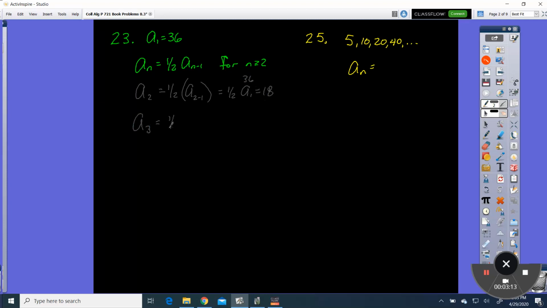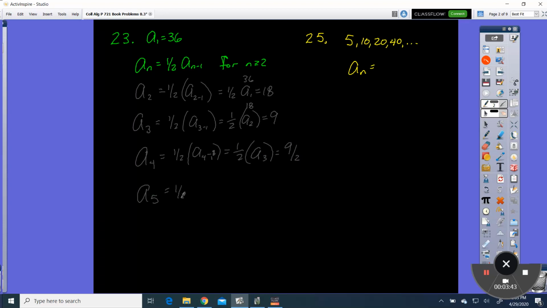a3 is 1/2 of a3 minus 1. Well, 3 minus 1 makes a2, so it's just half of a2. a2 is 18, so that's just 9. a4 is 1/2 of a4 minus 1. Whoops, minus 1 down here. So 4 minus 1 is a3, so that's really just 1/2 of a3. So half of 9 is 9/2.